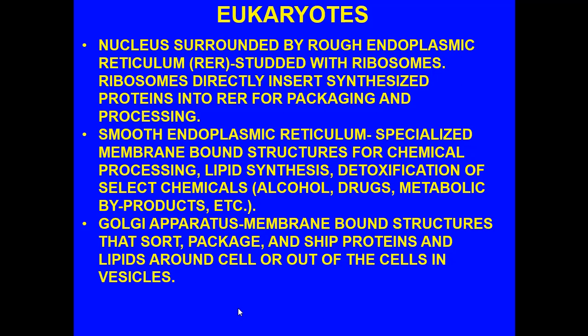Now, another membrane-bound structure is the Golgi apparatus. This is a membrane-bound structure that sorts, packages, and ships proteins and lipids around the cell or out of the cell in vesicles. The Golgi apparatus will encapsulate into a lipid membrane vesicle certain products so that they will be exported out of the cell via exocytosis. Or some of the products may be made into vesicles that will be transported to other parts of the cell.